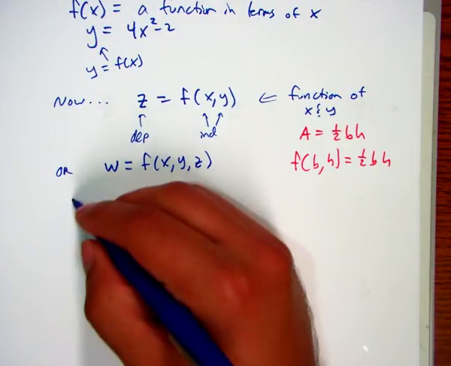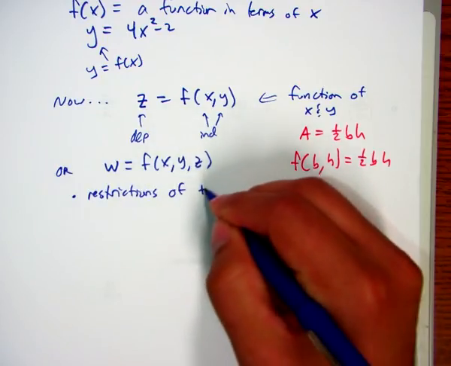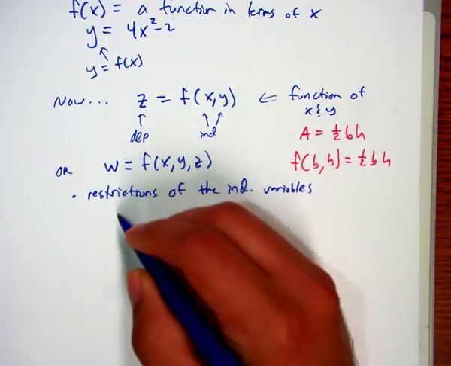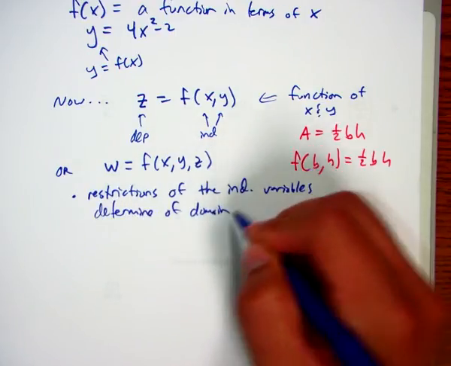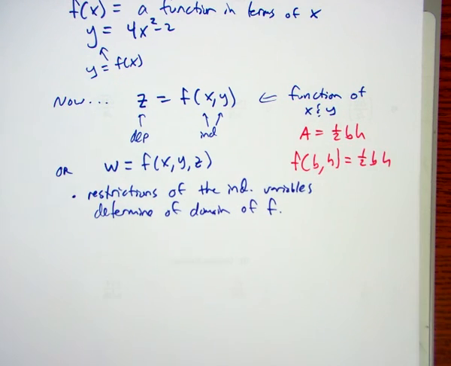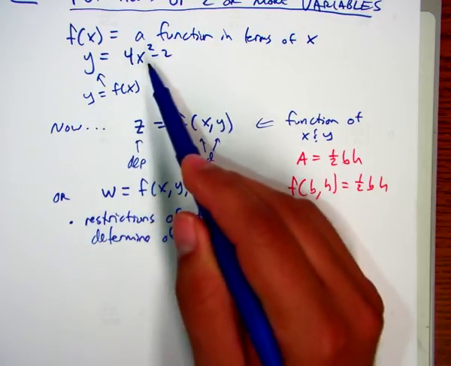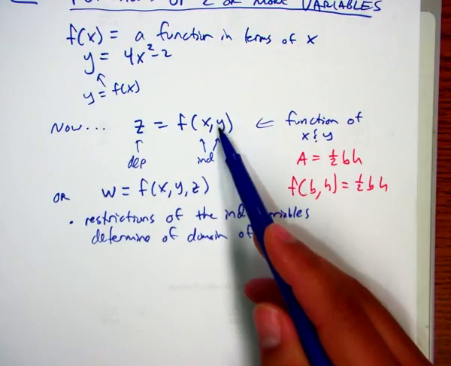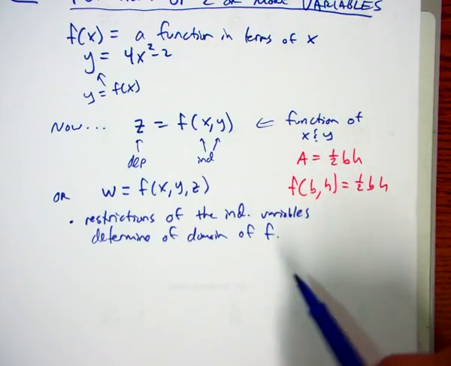Okay, in general, the restrictions of the independent variables determine the domain of f. So instead of looking at a function in just x, where we look at the right side and say, oh, well, here the domain is all real numbers, no big deal. Now if we have a function with x and y as our inputs, we have to look at both the x and y restrictions to combine for a collective domain. Same if we have more than two variables.